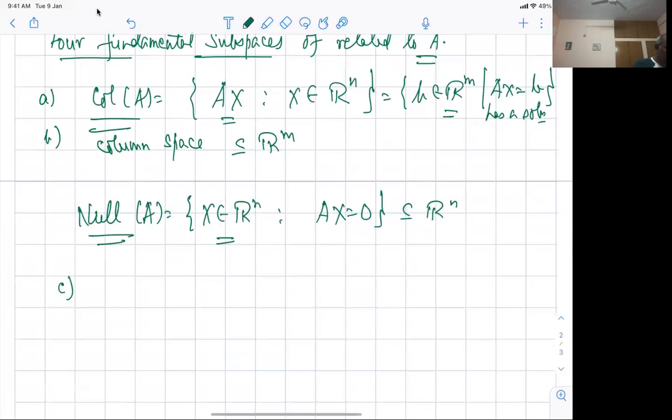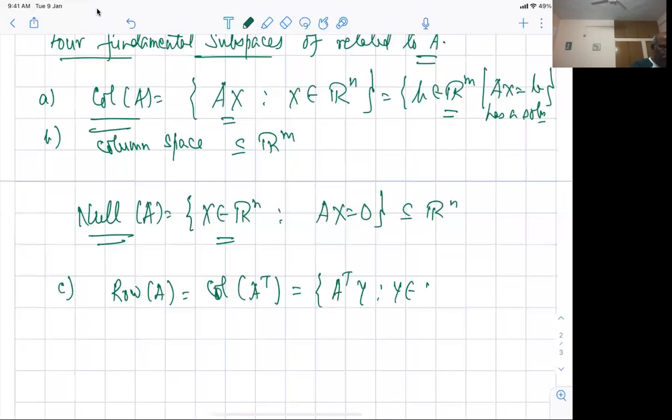Now what is called the row space of A, which is the same as the column space of A transpose. All right. So when I'm looking at complex, I'll have to look at A star and things like that. Fine. So this is the column space of A transpose. This is nothing but A transpose Y, and where should Y be? It should be in Rn. Fine. And so it is a subset of Rn as such.